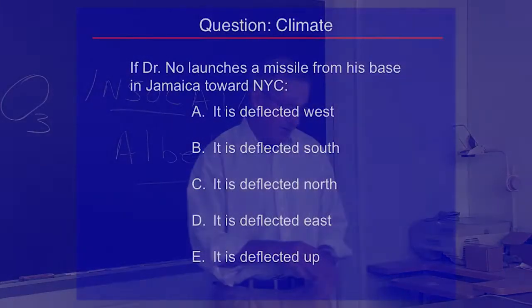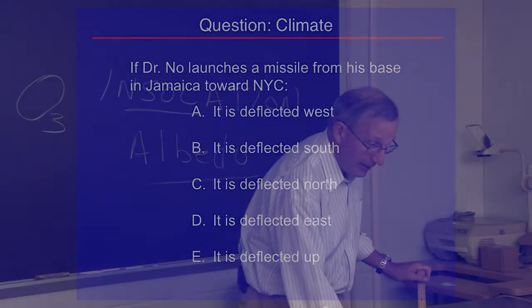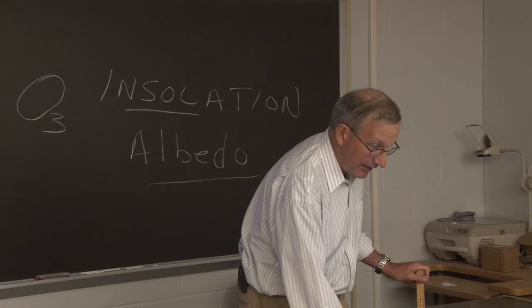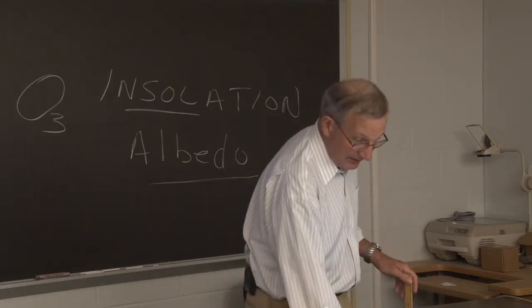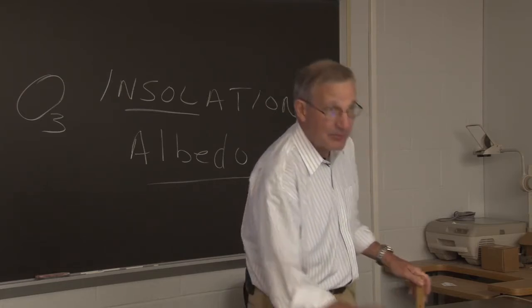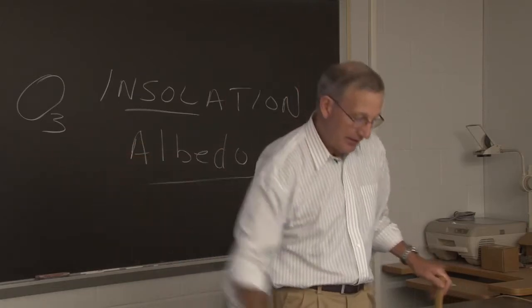If Dr. No, James Bond fame, launched a missile from his base in Jamaica toward New York City, it would be A, deflected to the west or to the left, B, deflected south, C, deflected north, D, deflected east, or E, deflected up. Click in now. And it is D, deflected east, to the right in the northern hemisphere. So we look from Jamaica toward the North Pole. To the right is to the east.